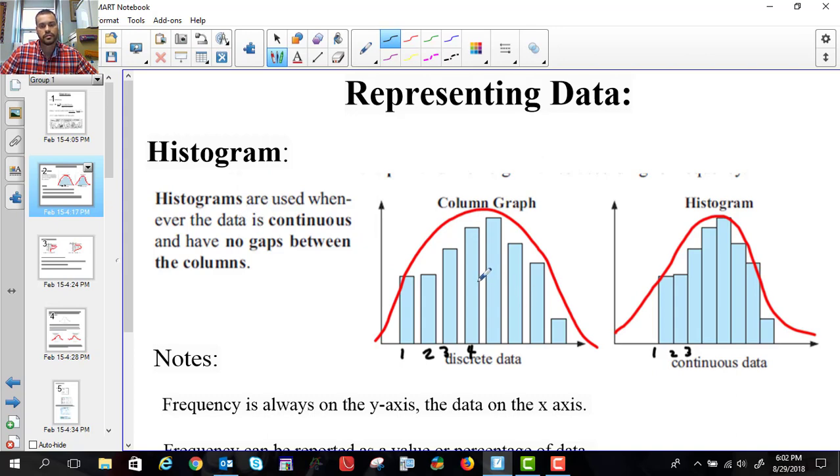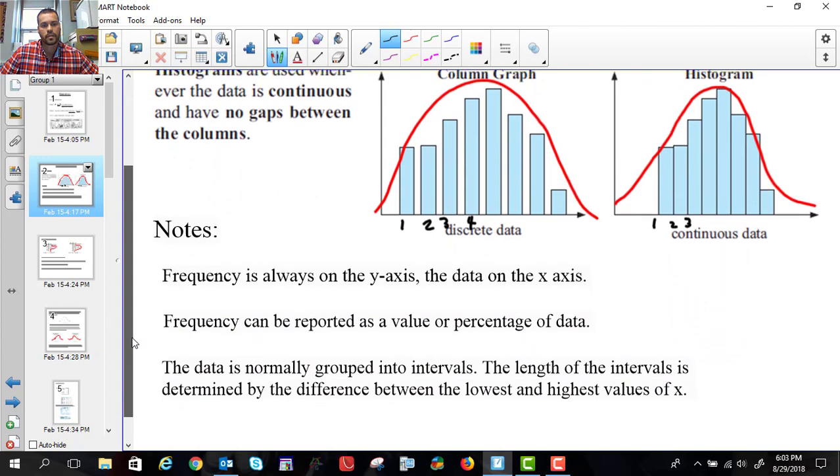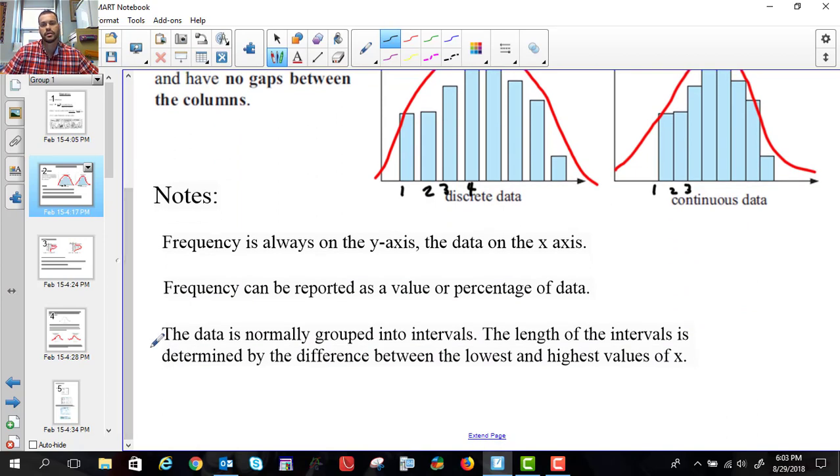A histogram is used when you have no gaps. A column graph is what you use when you're using discrete data. It's very similar, except there are gaps in a discrete data column graph, and there are not in a histogram. The way a histogram works is the frequency of whatever the data is goes on the y-axis. That means how often it occurs, whereas the data itself is on the x-axis.